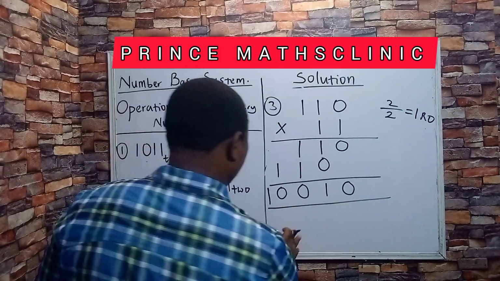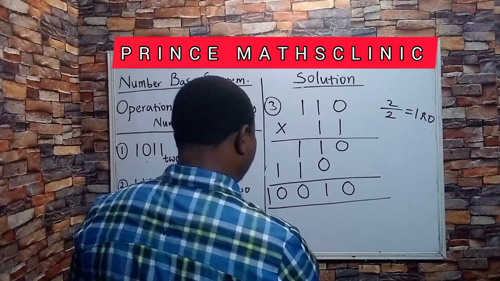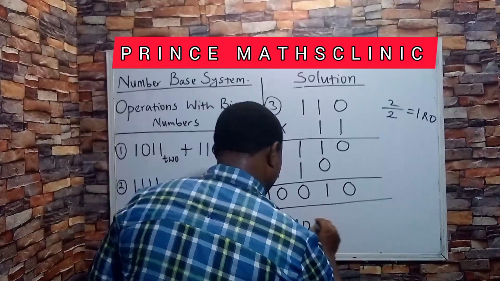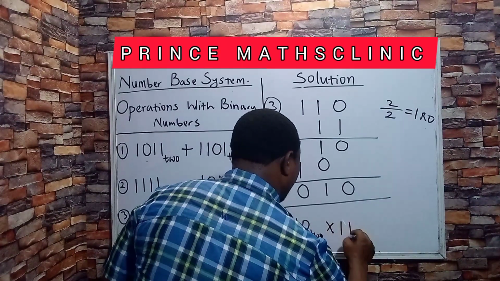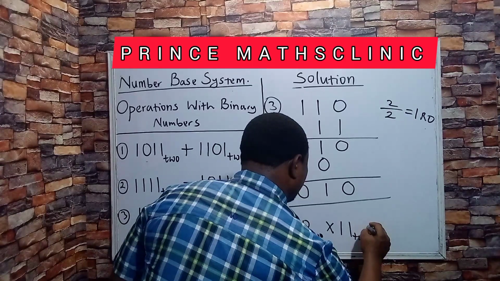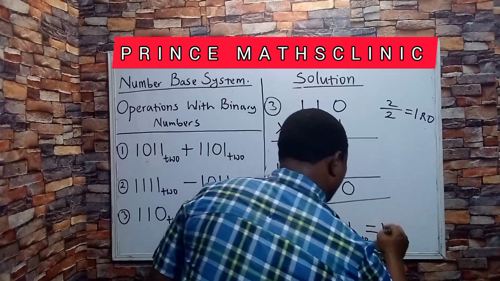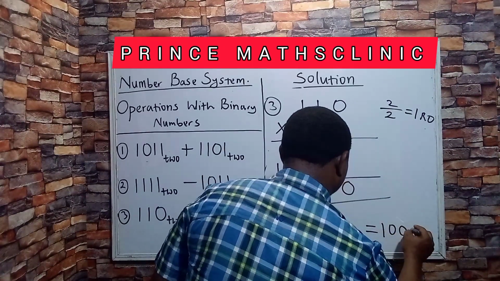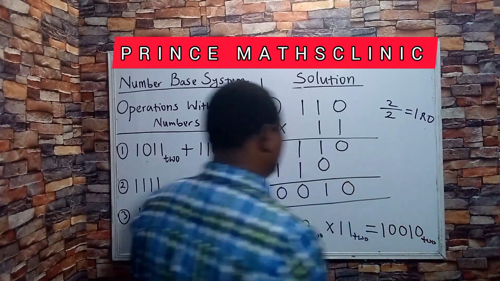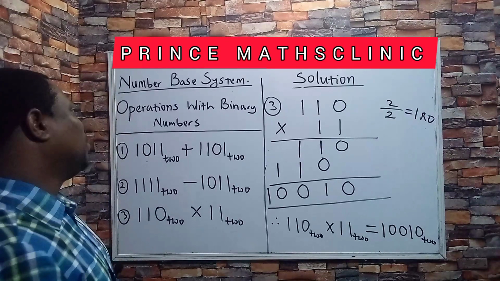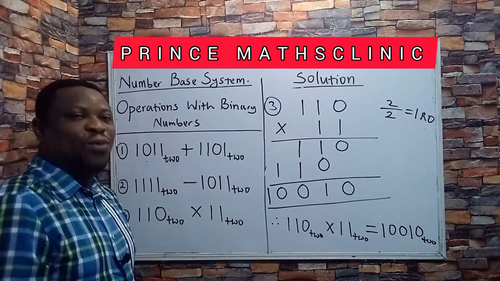So therefore, you can state that 110 in base 2 multiplied by 11 in base 2 will give you 10010, all in base 2. That is the result to this particular question.